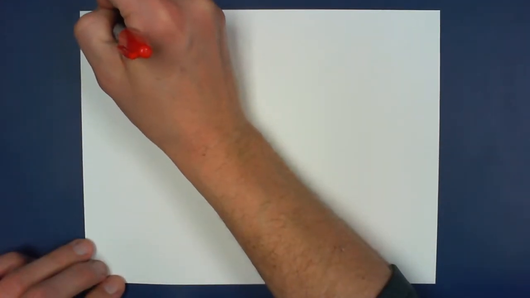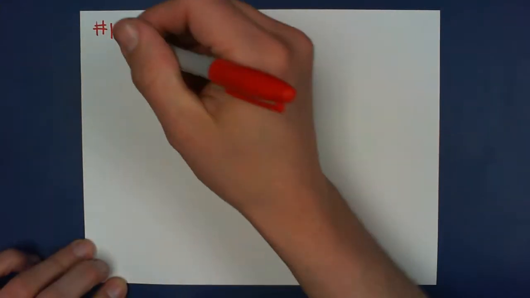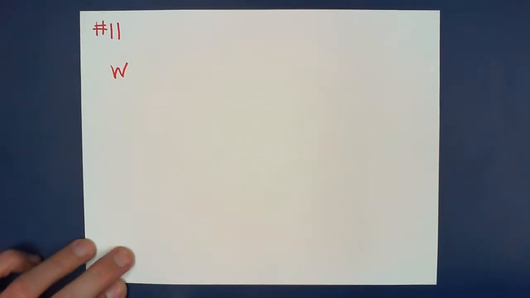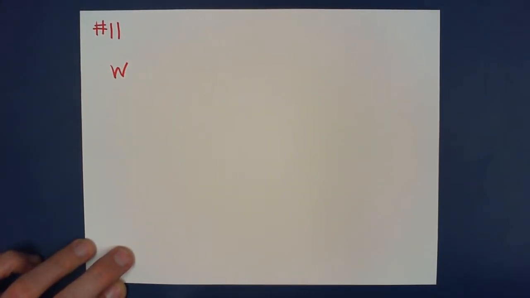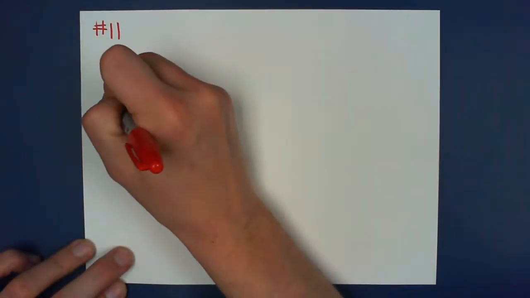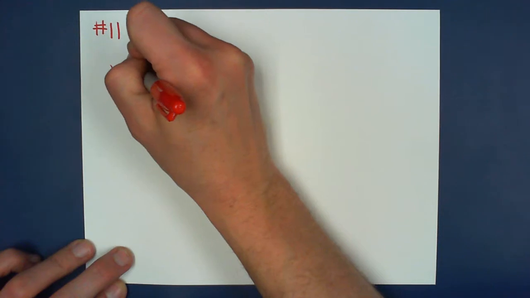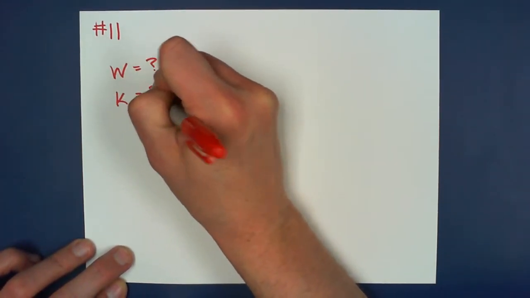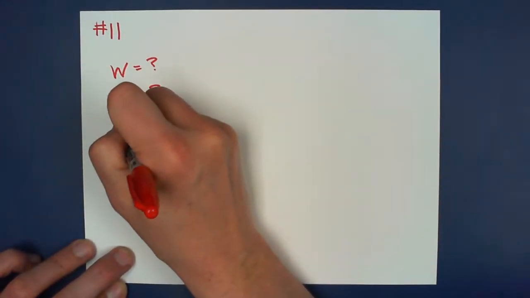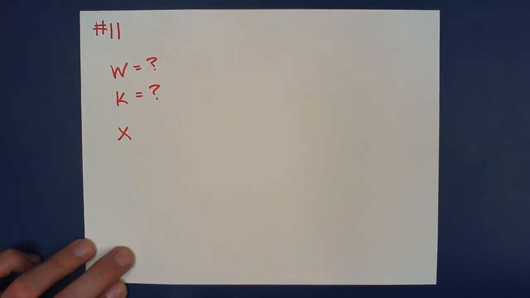So number 11 on the homework, it says when an unknown weight W is suspended from a spring with an unknown force constant K, okay, so both of those are unknown, it reaches its equilibrium position and the spring is stretched by a distance. I'm going to go ahead and put X because I know people have different distances. So whatever X you have, that's the distance it's stretched by the weight when it's sitting there.